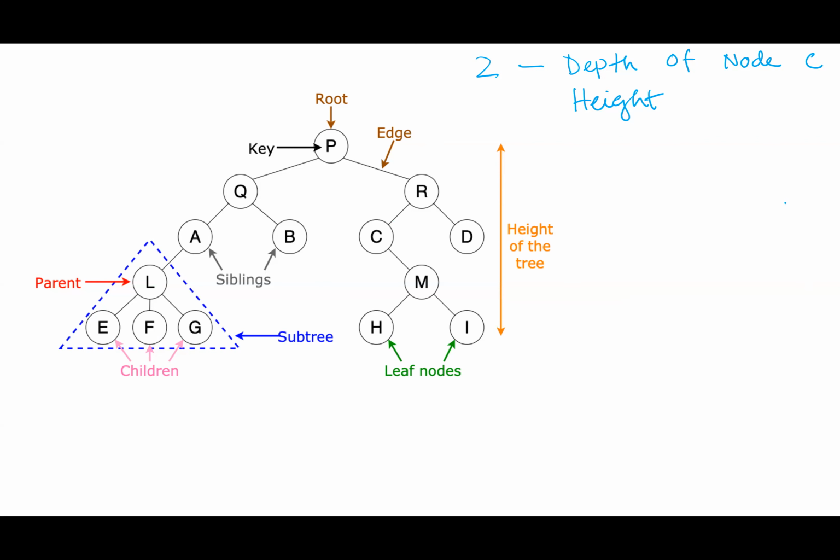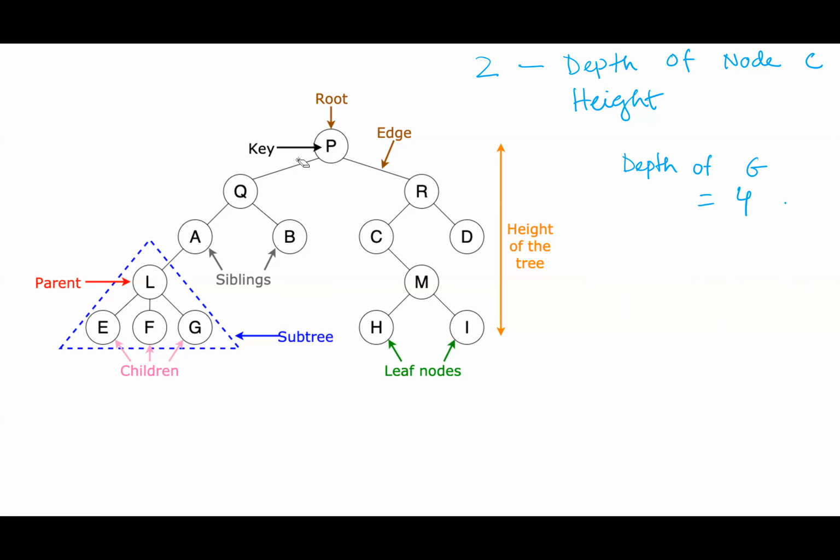And then, let's say, what is the depth of G? How many edges are there from G to the root? 1, 2, 3, 4, right? The depth of G is 4. So there goes the depth.